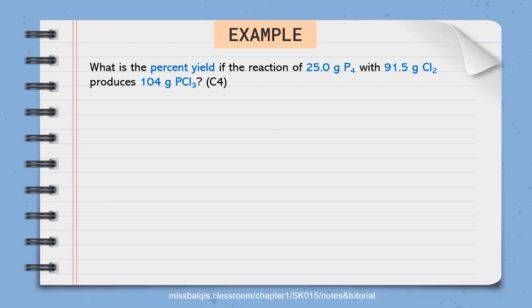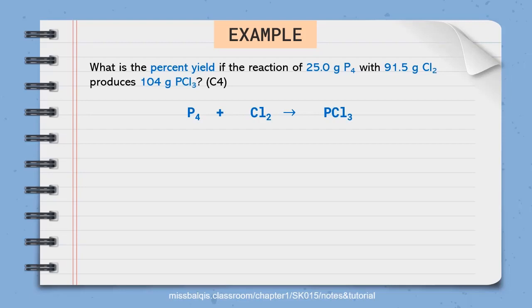Let's try this one example that's going to apply all we have learned in this video. What is the percent yield if the reaction of 25 gram P4, the first species, with 91.5 gram Cl2, the second species, produces 104 gram PCl3? So this is the product. So what should be done first? Always take out the chemical reaction. So we have P4, Cl2 and PCl3.